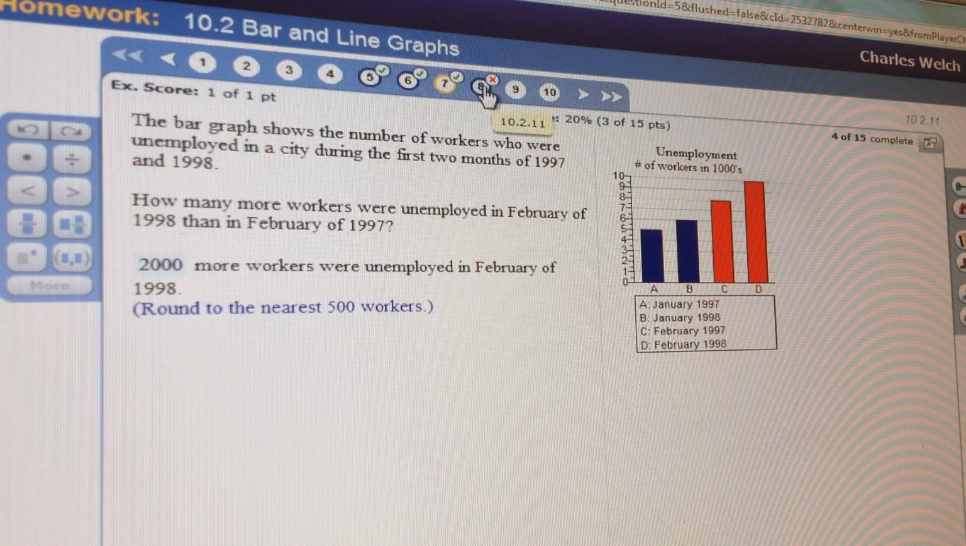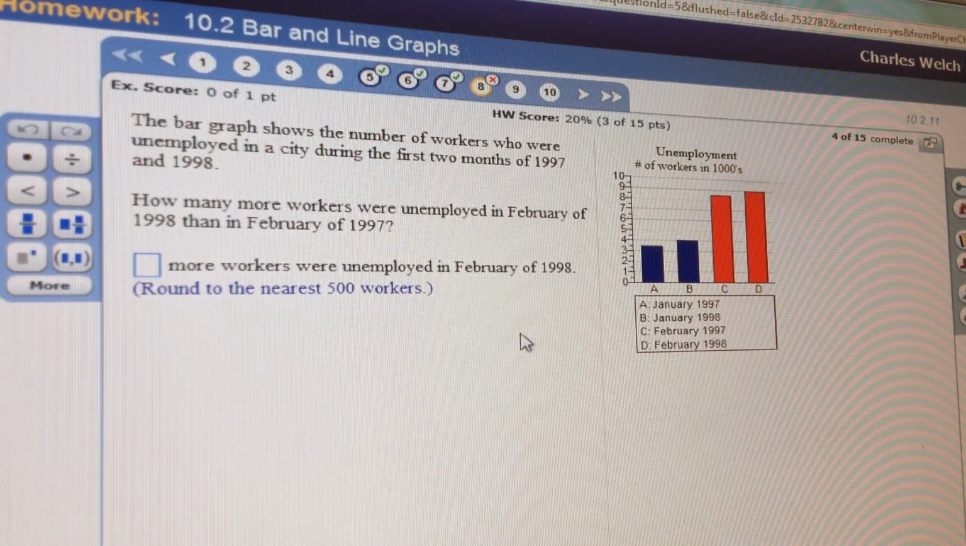All right, let's move on and take a quick look at this one. We have a similar kind of situation. How many more workers were unemployed in February? Okay, so February 98 and February 97. So again, we're looking at C and D. We look here, and it looks like the taller of the two is D, and that's at 9,000.